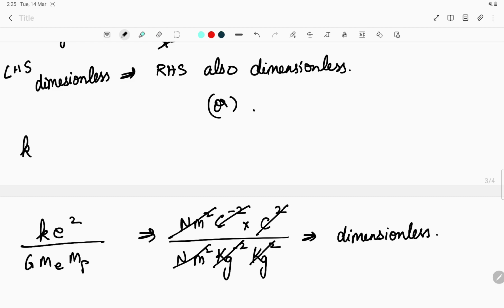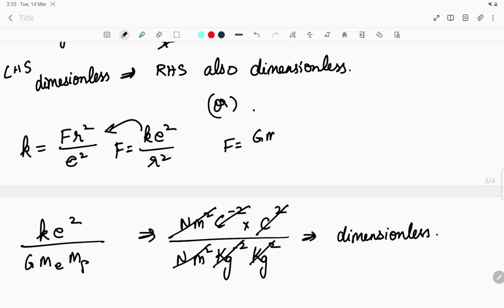So once again, what is k? k can be written as F into r² divided by e². Because what is the force? F is equal to ke² by r², so from this we can write F into r² by e². In the same way we have F equal to GmEmP divided by r². From this equation, G is equal to F into r² divided by mE into mP.